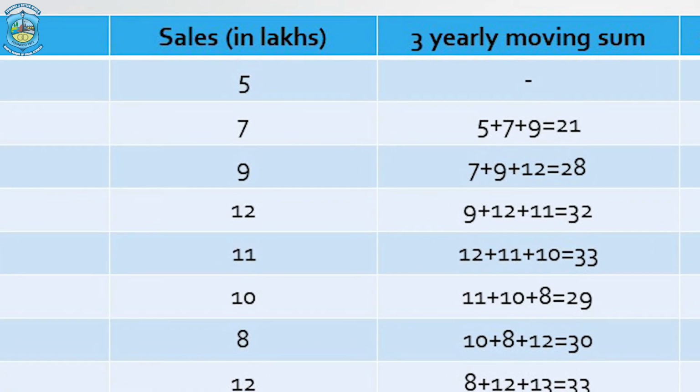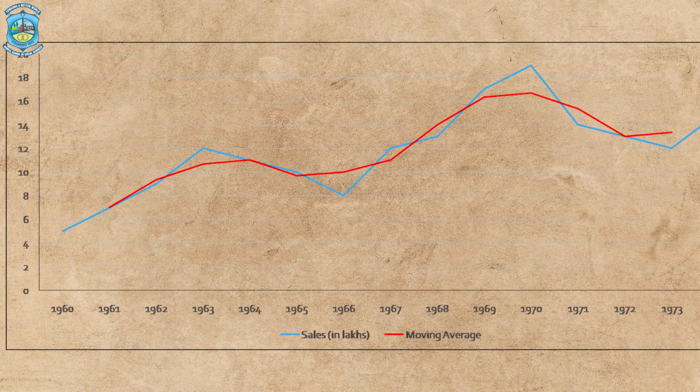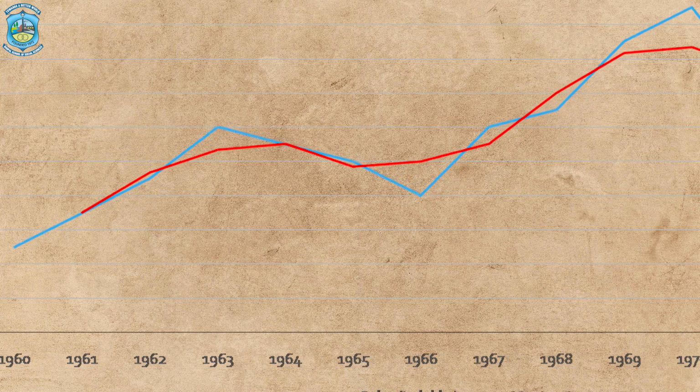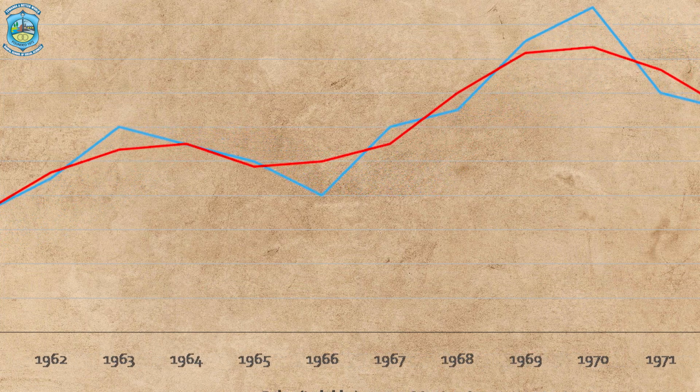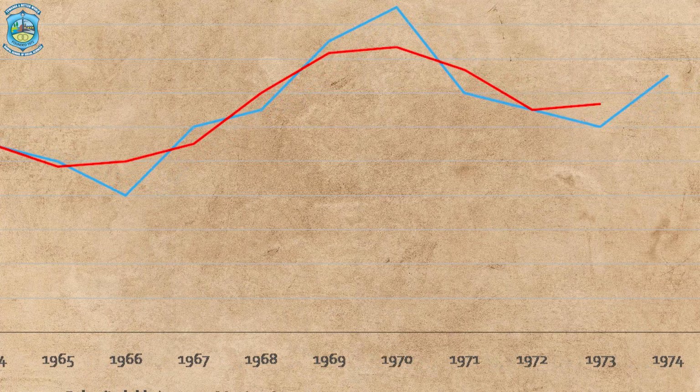So the 3-yearly moving sum is calculated as 5 plus 7 plus 9, that is 21, 7 plus 9 plus 12, that is 28, and so on. Then we calculate the 3-year moving average, and all these values that we got in 3-yearly moving sum will be divided by 3 to get the 3-yearly moving average. Now we are going to plot the corresponding points, and as you see, we get all these corresponding points with respect to the various years. So this is the method of moving averages.